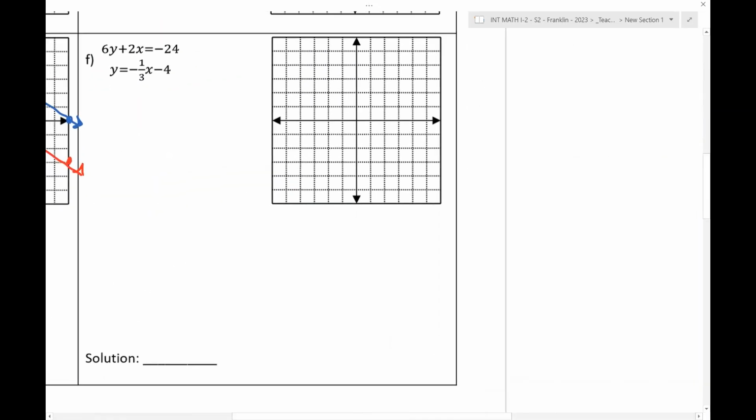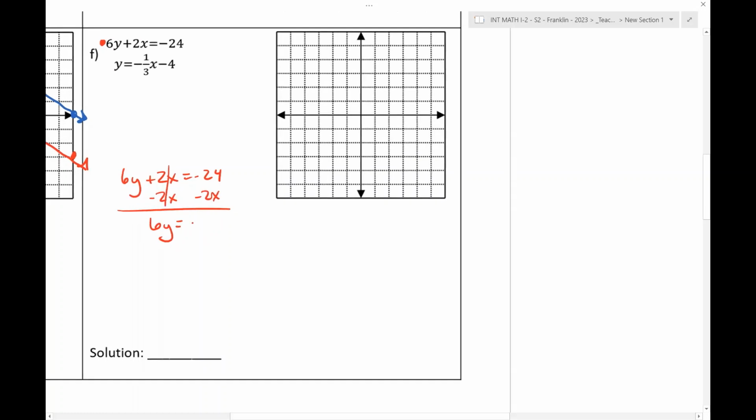We'll probably see something similar here if I was to guess, but let's find out. So this first one we do need to solve for y. Let's go ahead and do it. 6y plus 2x equals negative 24. We're going to go ahead and subtract 2x. Same reasoning as before. Can't combine these numbers because one has x and one doesn't. So we're going to write it out as negative 2x minus 24.